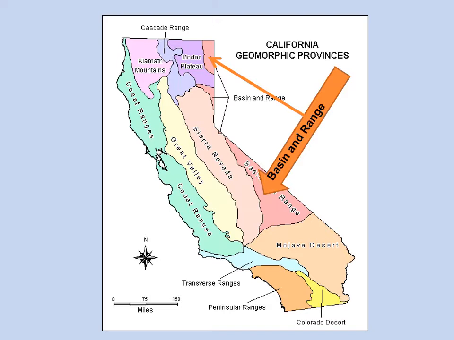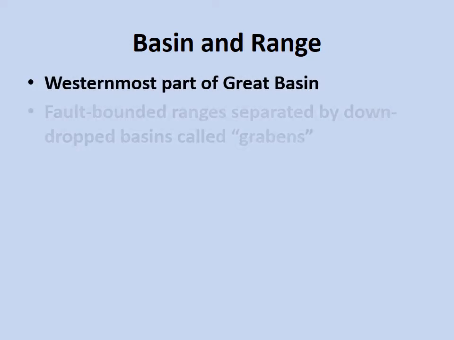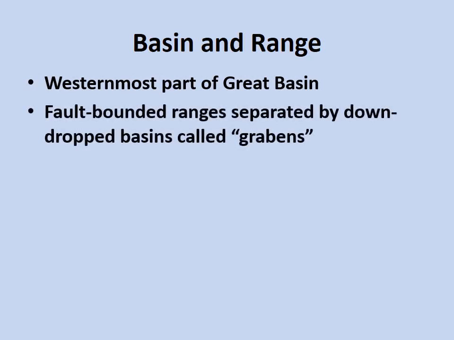Remember, the Great Basin continues on into Nevada and Utah, so California is just getting the very western tip of, again, a much larger geomorphic province. So again, it's a range that's surrounded by fault lines and these large basins that have kind of almost collapsed or dropped down below the mountains around them, called grabens.